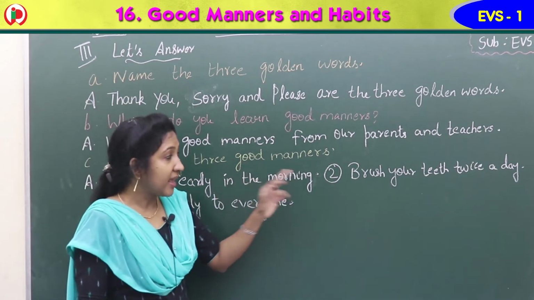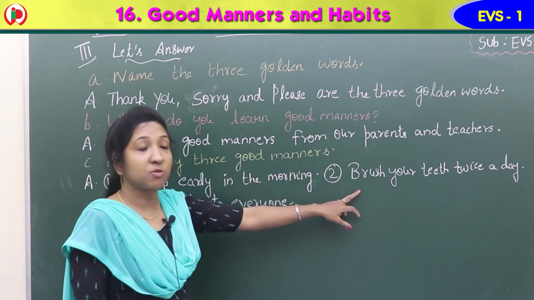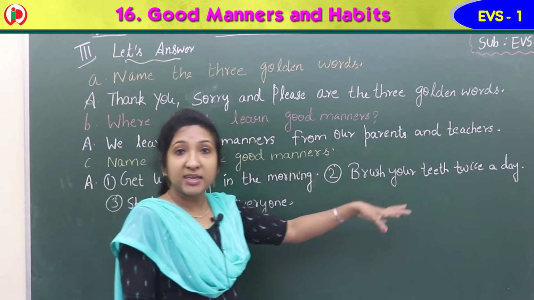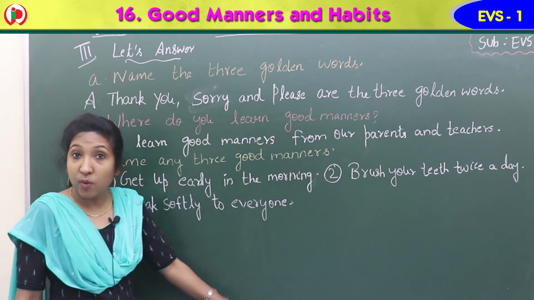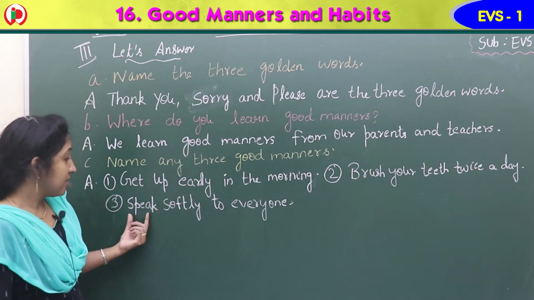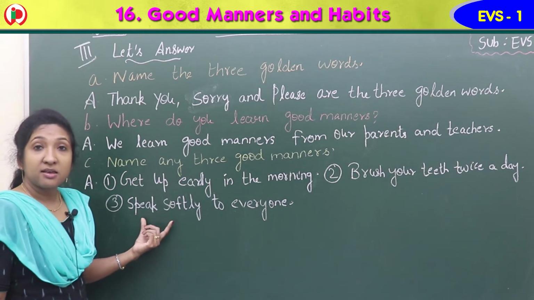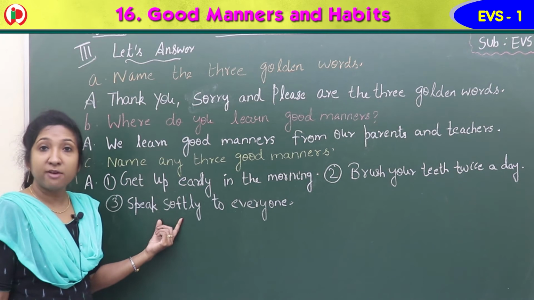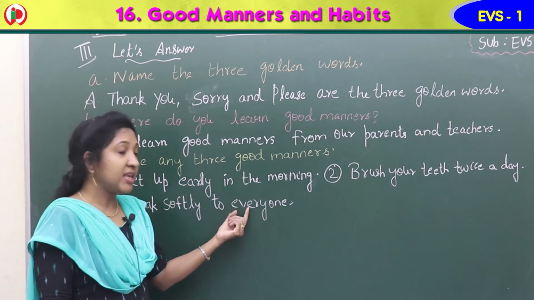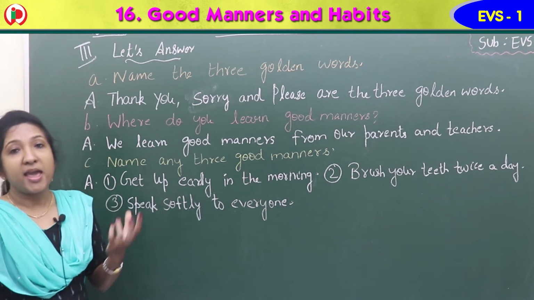One good manner. Second, brush your teeth twice a day. Brush, B-R-U-S-H, brush your teeth, T-E-E-T-H, teeth, twice a day, T-W-I-C-E, twice a day. Now, third good manner, speak softly to everyone. S-P-E-A-K, speak softly, S-O-F-T-L-Y, softly to everyone, E-V-E-R-Y-O-N-E, everyone. Speak softly to everyone.